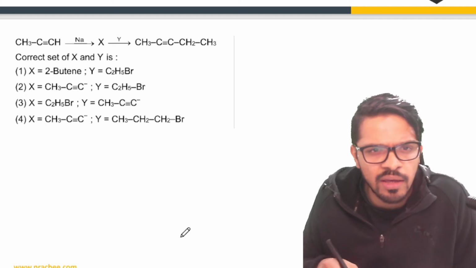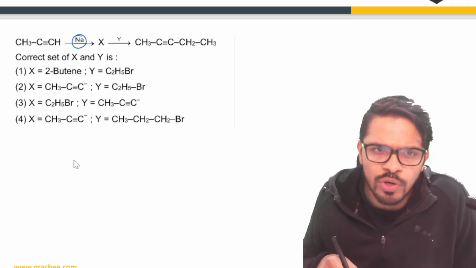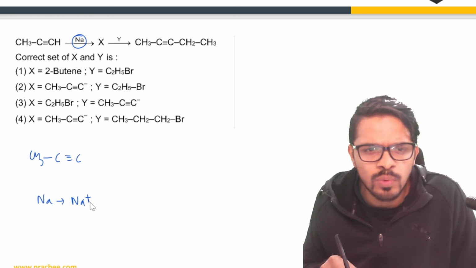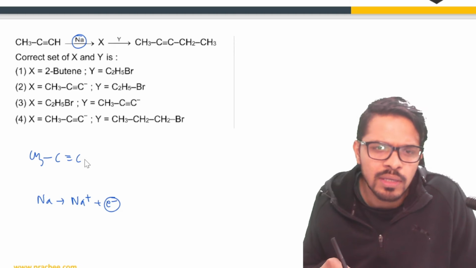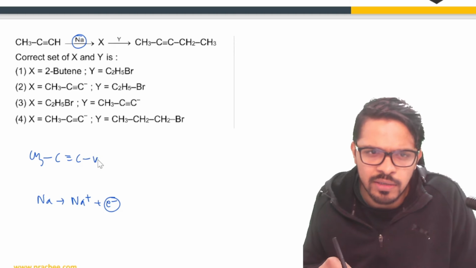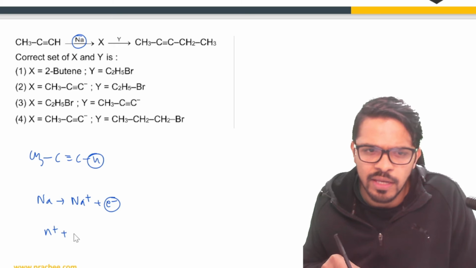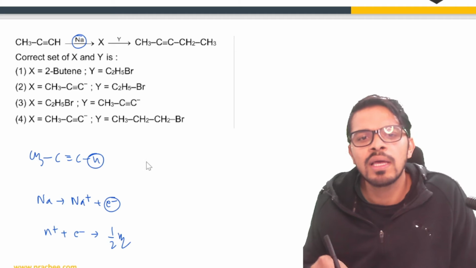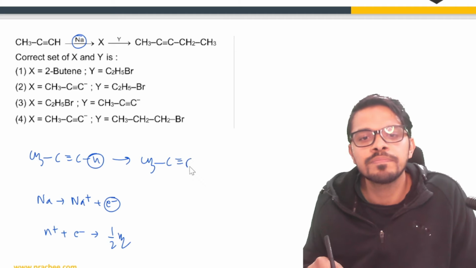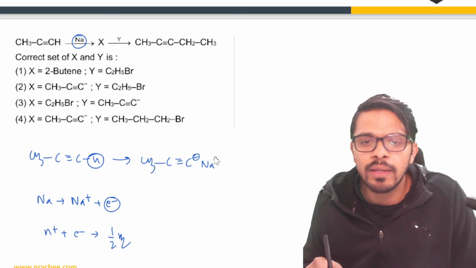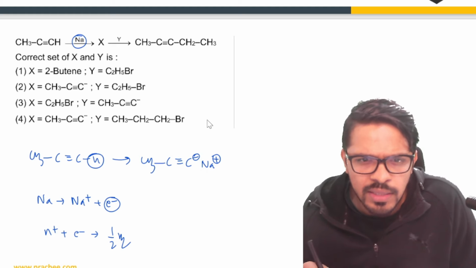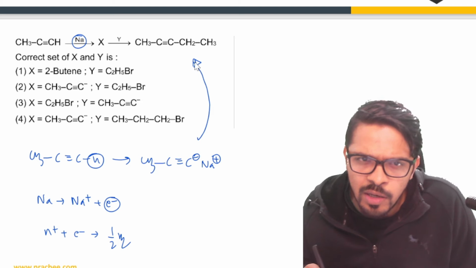Next question, we have an alkyne which reacts with sodium. The purpose of sodium is to get converted into Na+ and an electron. Now the hydrogen which is present here can be eliminated, and H+ on reaction with the electron will produce hydrogen gas. And eventually we are going to get an anion, propynide.